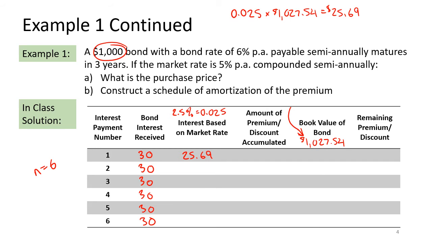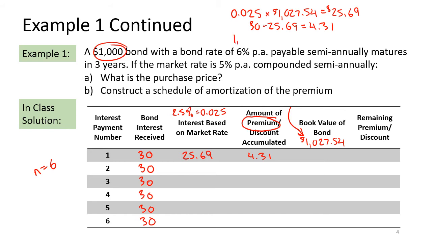So the next column, the amount of premium accumulated, is simply the difference between the bond interest received and the interest based on the market rate. So $30 minus $25.69 arrives at $4.31. So that's the premium that we've currently accumulated. Since we've been paid out that interest, our book value of our bond will decrease by that amount, because it's no longer worth as much, since we've already received that first bond payment with the additional interest.